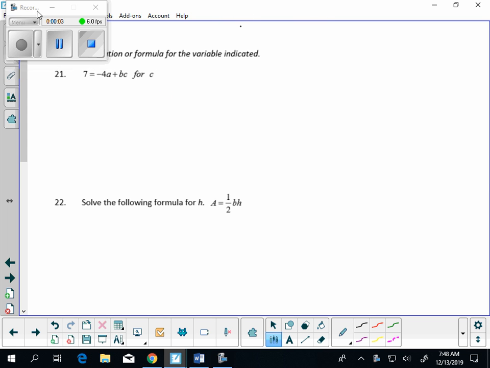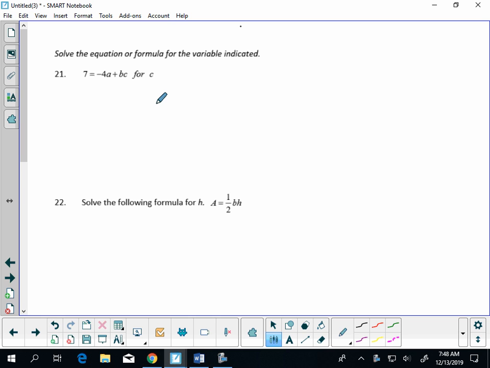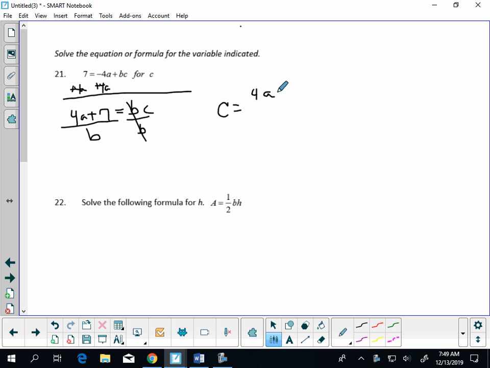All right, here we're going to go ahead and start the second half of the review. Here we want to solve for c, so we need to get rid of everything around it. So I'm going to add 4a to both sides. Sorry, that's a little messy. And I'm going to get 4a plus 7 equals bc. Well, I'm going for that c, so I need to get rid of the b. Divide both sides by b. And I'm going to get c equals (4a plus 7) over b.